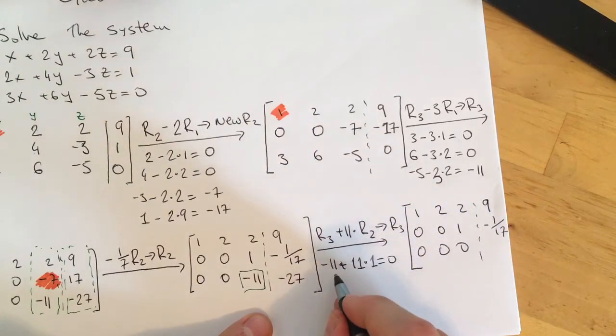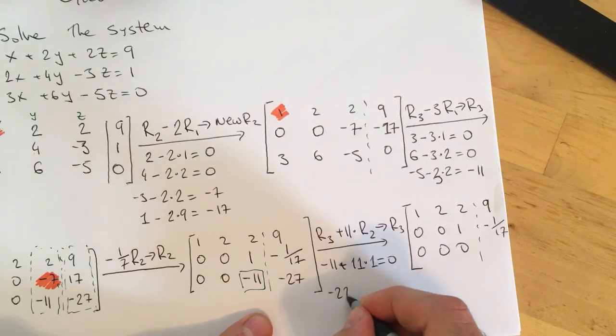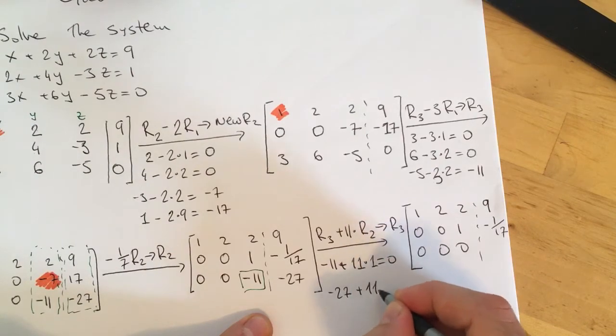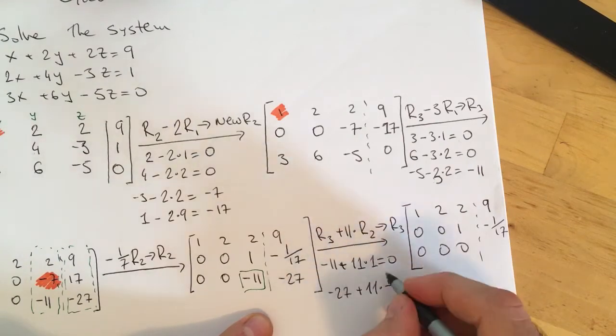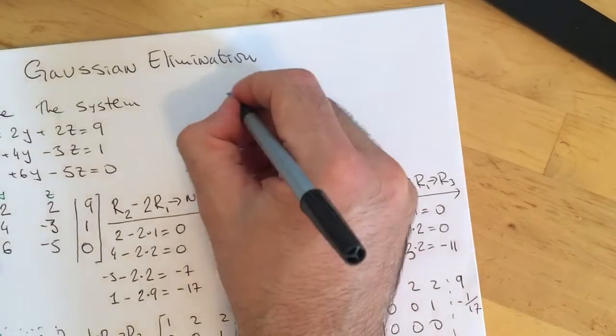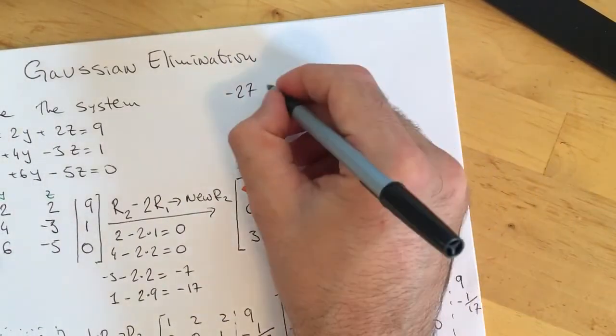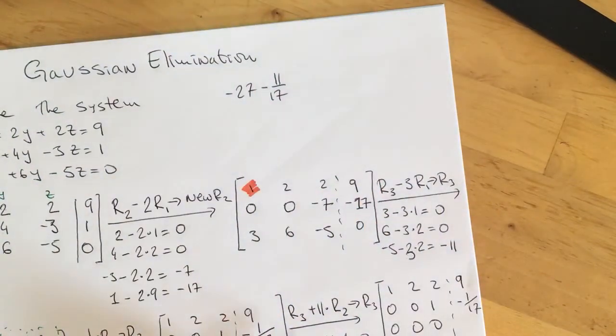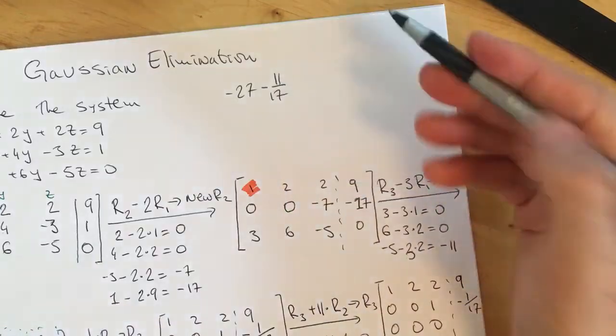And the final expression here is negative 27 plus 11 times negative 1 over 17. Okay, so let's see how much is this. Negative 27 minus 11 over 17. Let me just make sure that I got that right. I multiply the second row by 11 and I get negative 11 over 17.